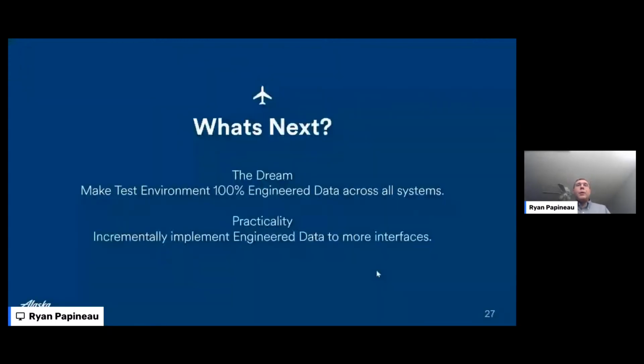What's next? Well, we've been doing this engineered approach for several years, since 2017, and these new capabilities we want to take across our entire test environment. But that's a big task, a big ask as well. So in practicality, we're going to probably incrementally implement it across different applications so that they can abide by the particular data model.